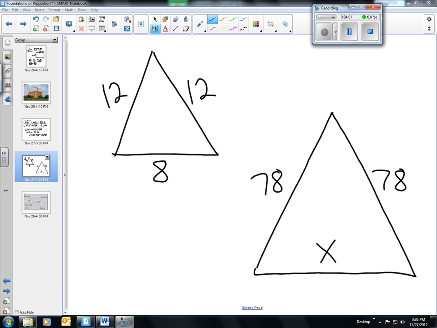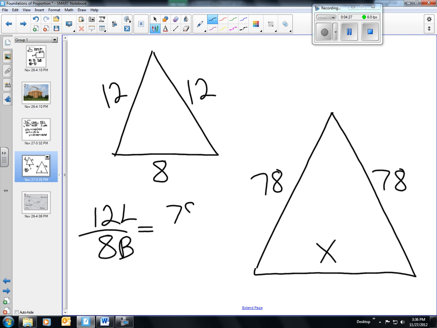In example 3, we're told that we have an isosceles triangle, and the legs of the triangle are 12 centimeters, and the base of the triangle is 8 centimeters. And then we're talking about another triangle that's similar to that with legs that are 78 centimeters. We want to find what the base of that other triangle would be. So here we can set up a proportion of 12 to 8. So we have the leg of the triangle to the base of the triangle. That ratio is 12 to 8. And then the leg of the new triangle, which is 78, to the base of the new triangle.